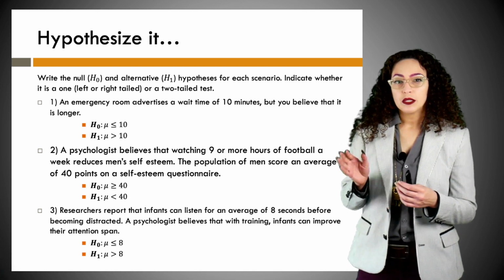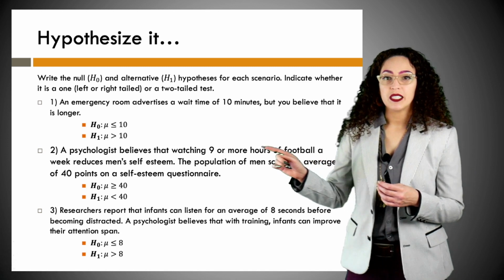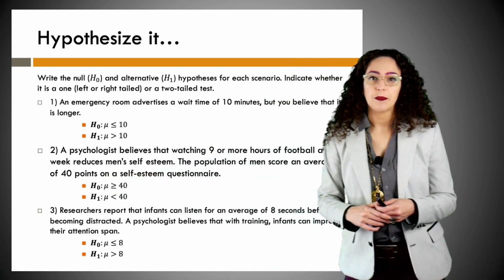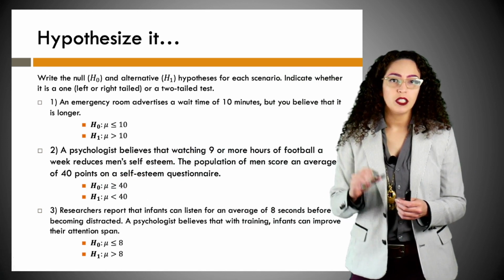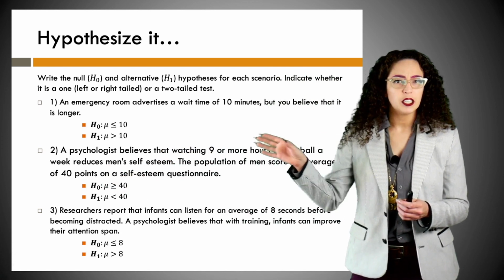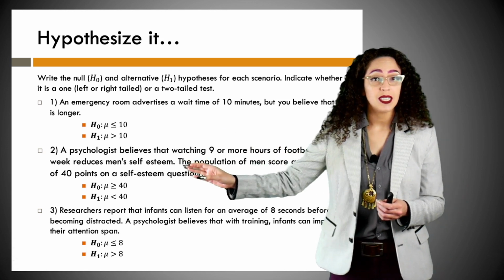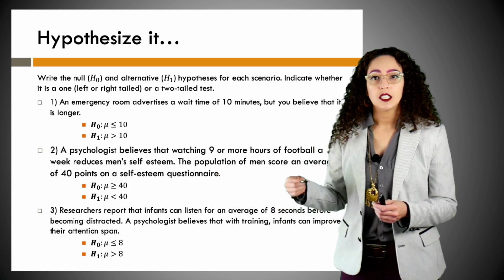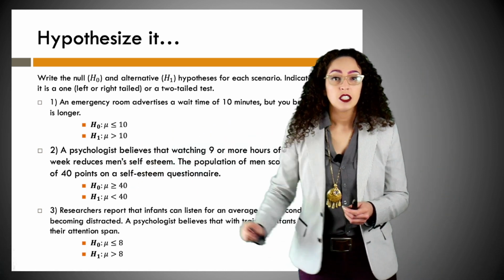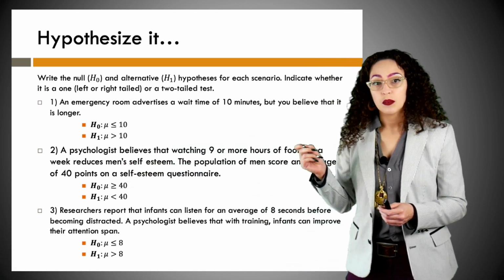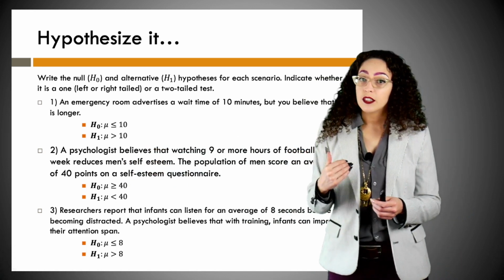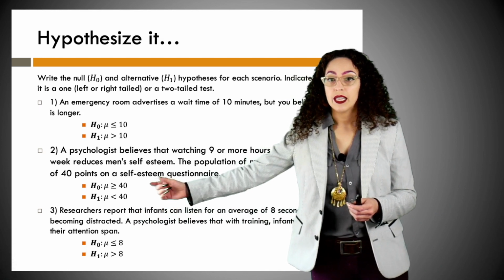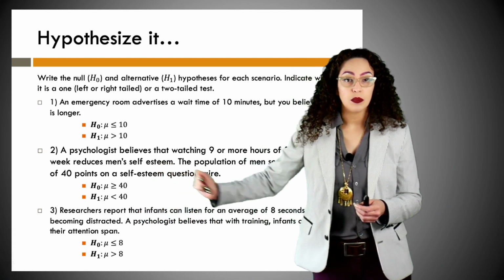So, there are two words here that are a little bit conflicting. We see the word 9 hours or more, or reduces men's self-esteem. Which one do we actually care about? Which is the value that we're testing? Is it something to do with 9 hours, or something to do with self-esteem? It's the self-esteem. This is a dependent variable that we care about. So we see the word reduces, so we know we are dealing with a left-sided one-tailed test. So I would write the alternative first, which would be mu is less than 40. The null then would be mu is greater than or equal to 40.